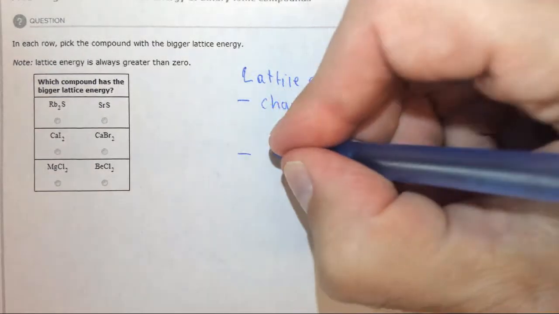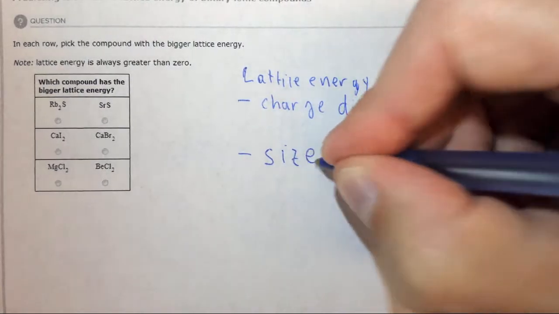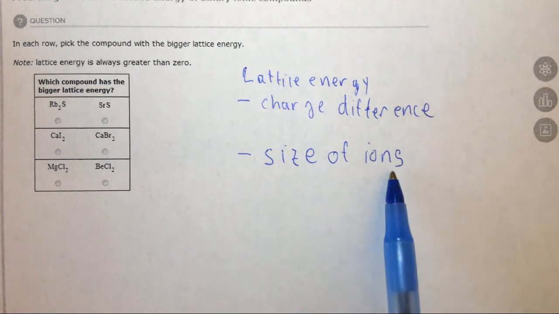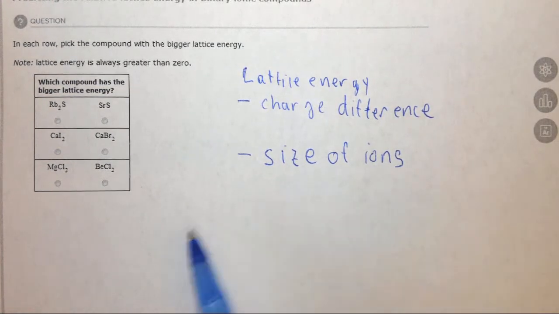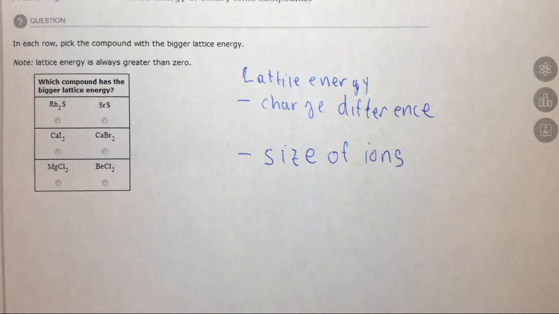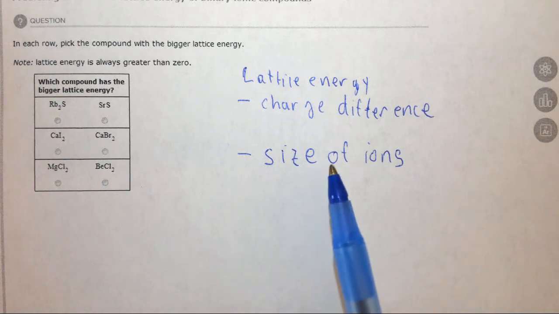The second one is the size of the ions. For ions that have the same charge difference, the smaller ions tend to be closer together and therefore have a greater lattice energy. So in order to determine this, let's first start with the charge difference.